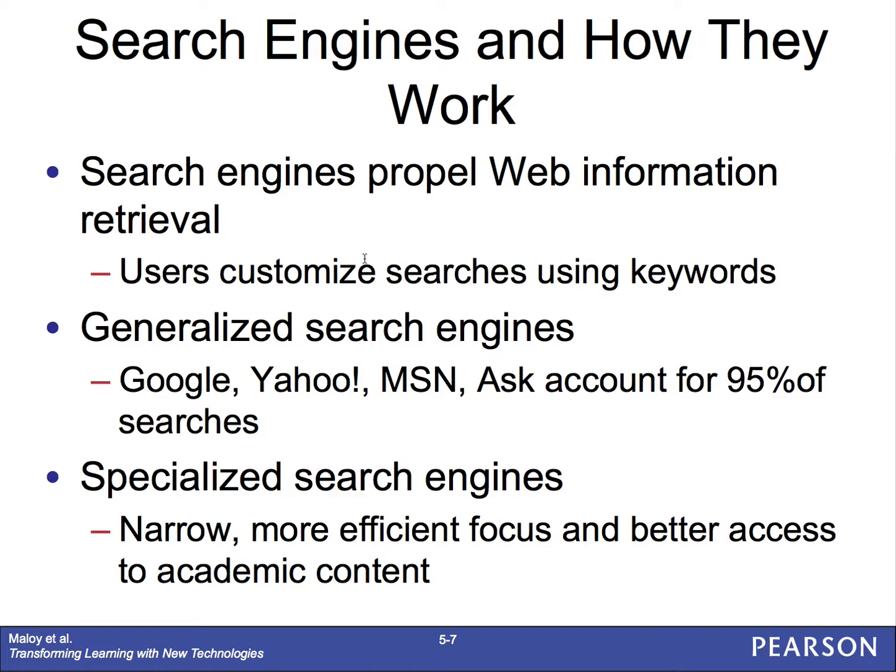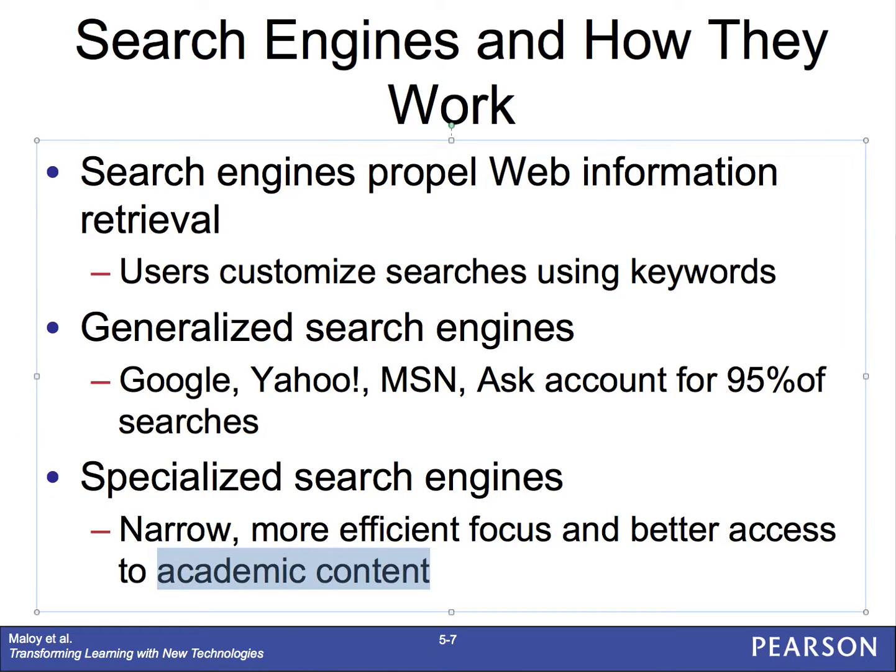So, search engines propel web information retrieval. Users customize searches using keywords. So, we know how to do that. We pop something in Google with just one word, and we generally get what we want. And those search engines are Google, Yahoo, MSN, Ask. They account for 95% of all searches. But we have specialized search engines like Google Scholar and databases we can go to, and they're narrow, with a more efficient focus, and have better access to the big thing here, and that's academic content.